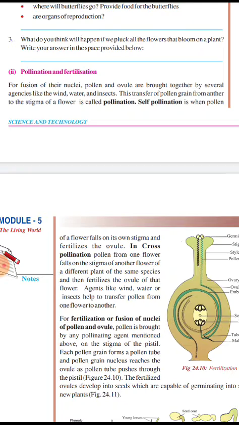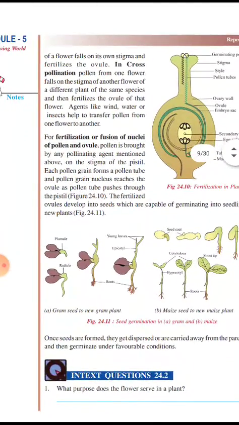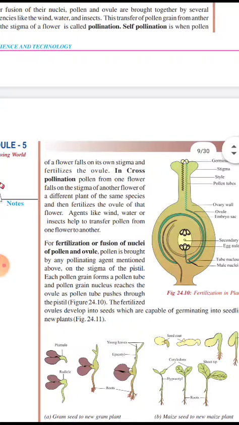Self pollination is when the pollen of a flower falls on its own stigma and fertilizes the ovule. If it is a bisexual plant, it will have the female part, and the pollen falls on its own stigma and fertilizes the ovule. This is called self pollination.